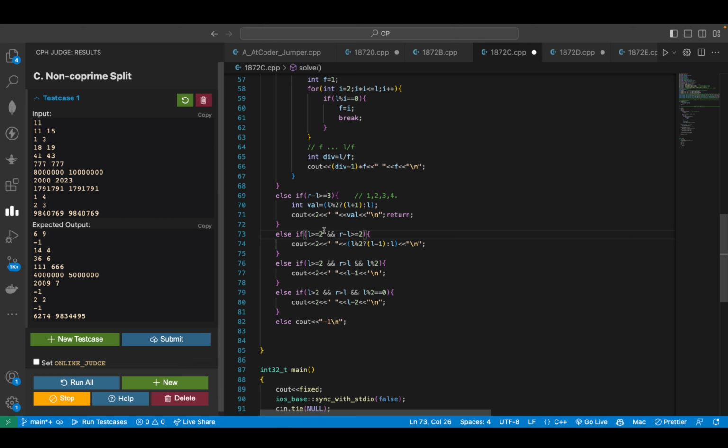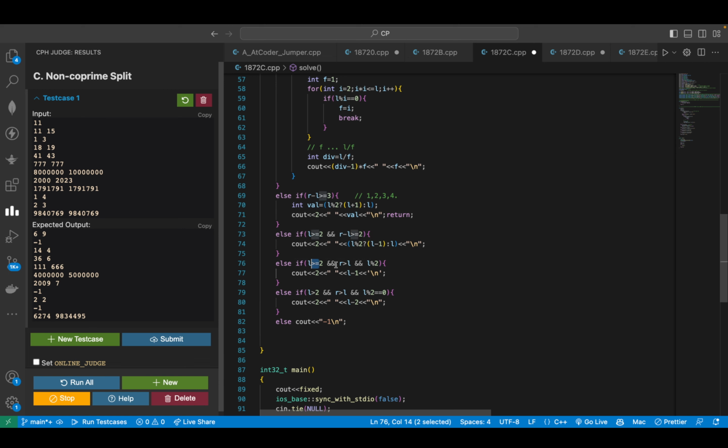Now the other case is if L is greater than or equal to 2 and R minus L differs by a value of 2. In that case, the logic would be a bit different. If L is even, well and good. Else I'll replace it by L minus 1. You can definitely club maybe 3 of these if statements into one using ternary operators, but to simplify, I use this particular pattern.